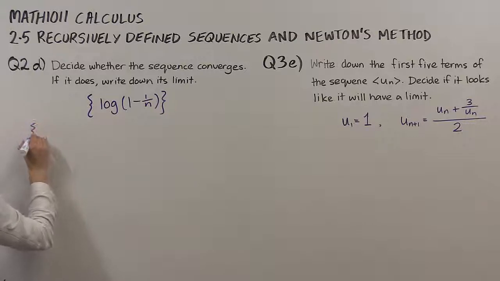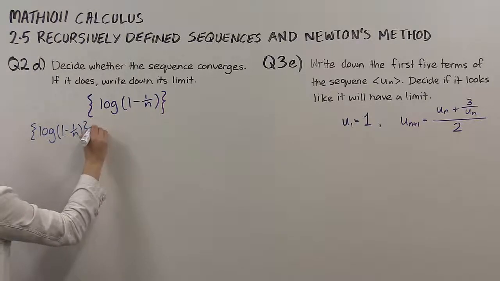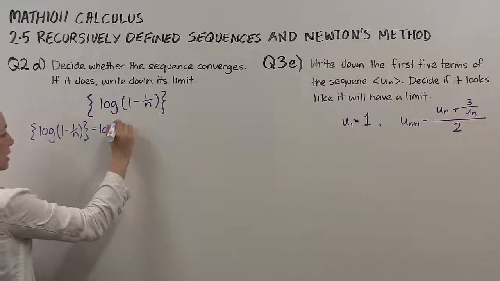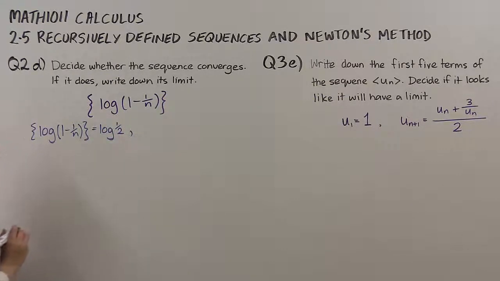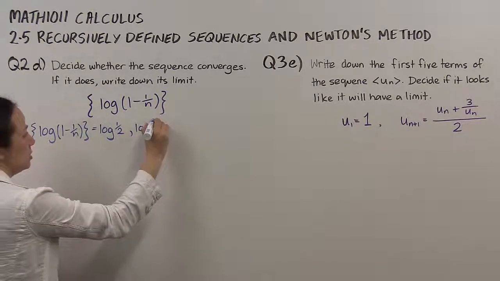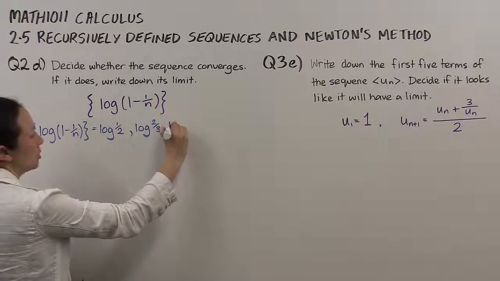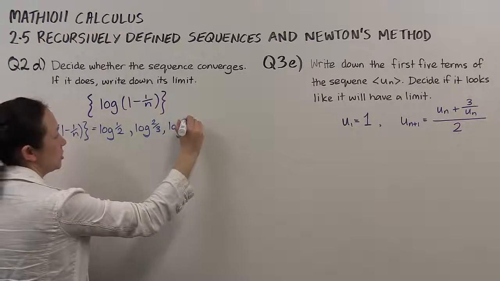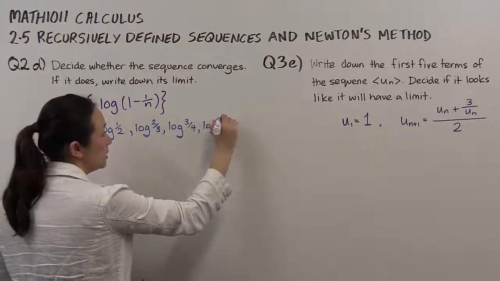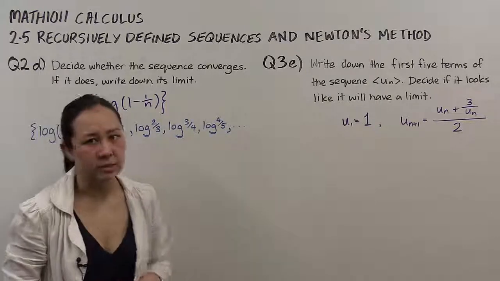So let's write down the sequence. The sequence given explicitly by the formula log of 1 minus 1 on n. When n equals 2, we'll get log of 1 minus a half. That's just log of a half. The next term along, when we substitute n equals 3 in, we'll get log of 1 minus a third, so log of 2/3. Substituting n equals 4, we get log of 1 minus a quarter, which is log of 3/4. The next term will be log of 1 minus a fifth, so log of 4/5, etc. So we could continue to write down the terms in this sequence.